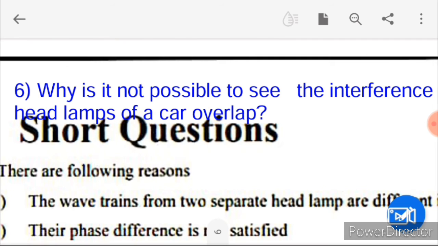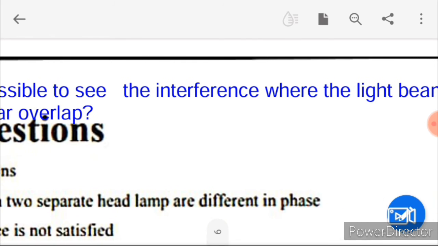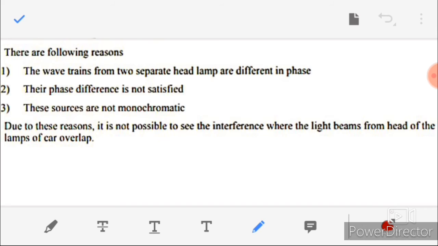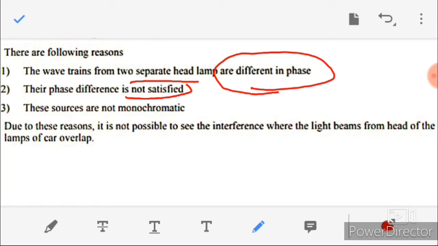Question number 6. Why is it not possible to see interference where the light beams from the headlamps of a car overlap? So the answer is, there are the following reasons. Number 1, the wave trains from two separate headlamps are in different phase. Their phase difference is not maintained. Third point, these sources are not monochromatic. Due to these reasons, it is not possible to see interference where the light beams from the headlamps of a car overlap. So this is the answer of question number 6.